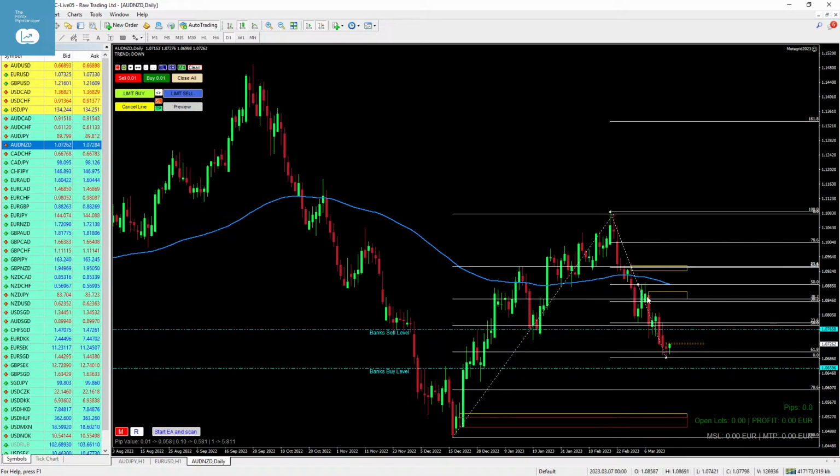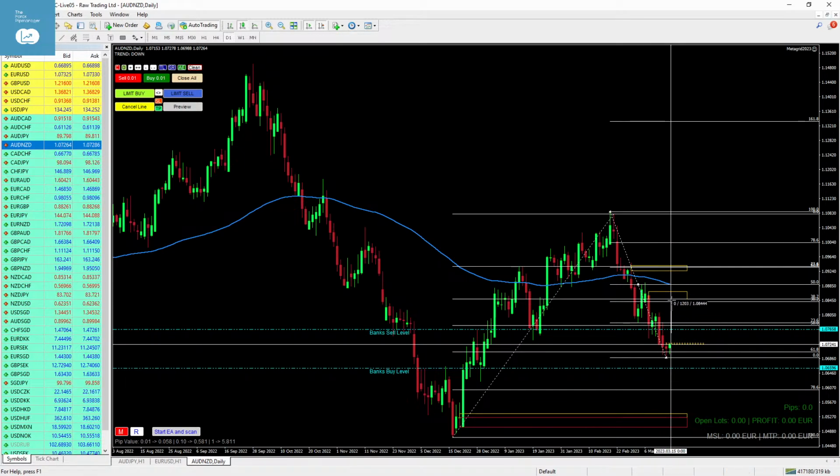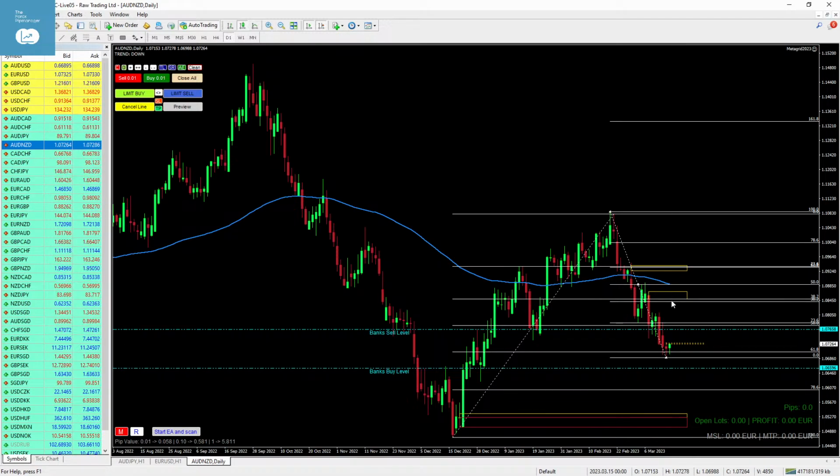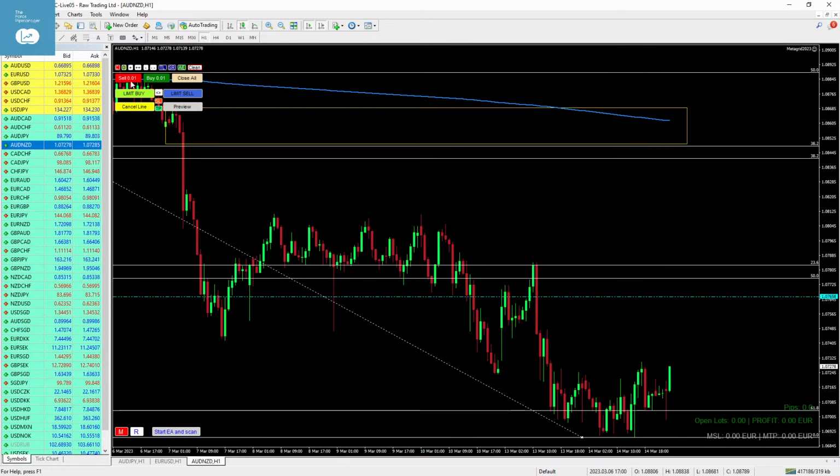I like it. And we have here an H4 supply zone on this level. But it's far away, I think. Let's see how far it is from here to here. It's 120 pips, so I don't think that Aussie Kiwi can reach this level in the new trading day, but we never know. Let's check the order blocks on the H1.